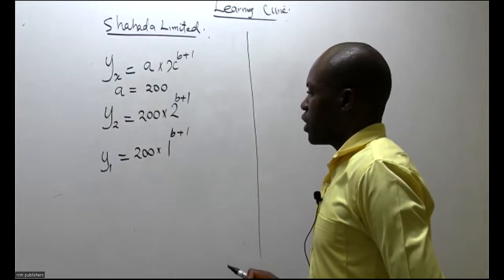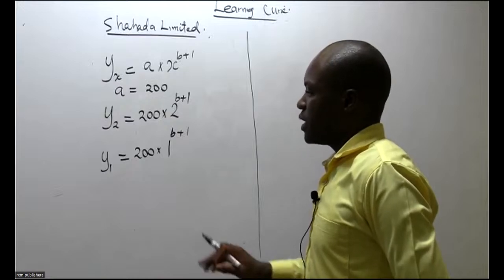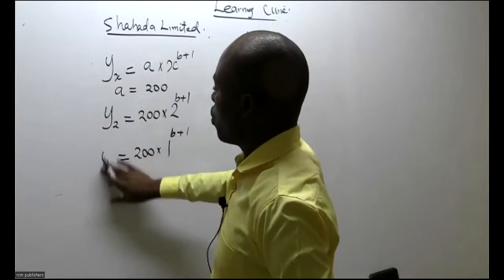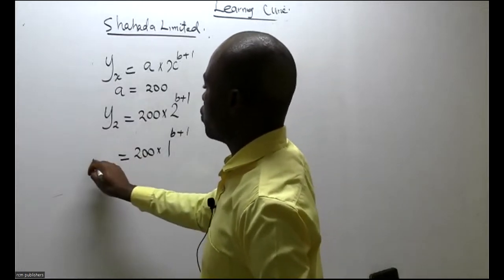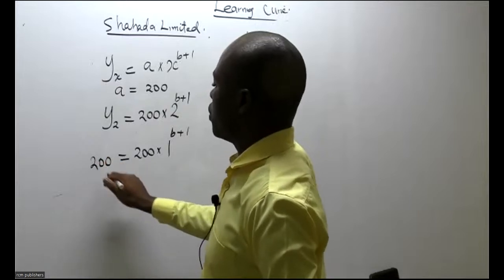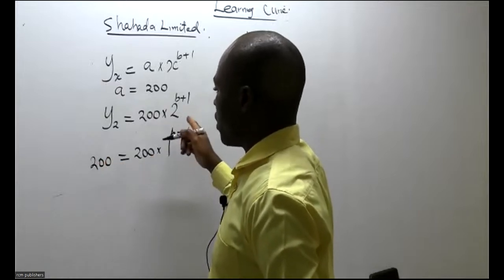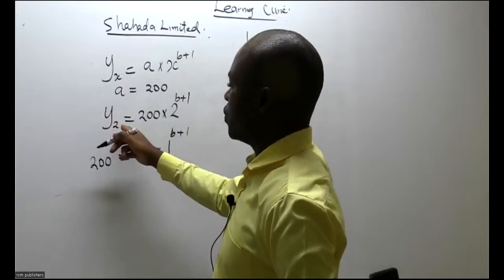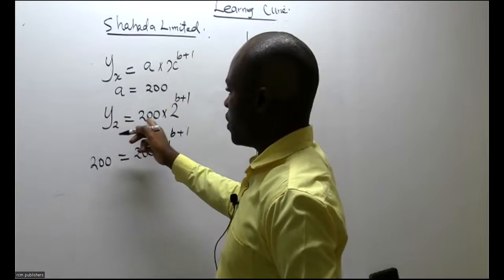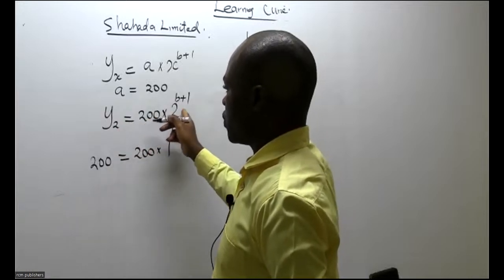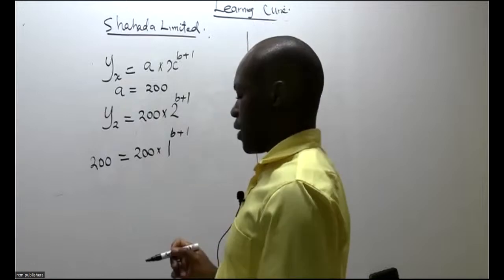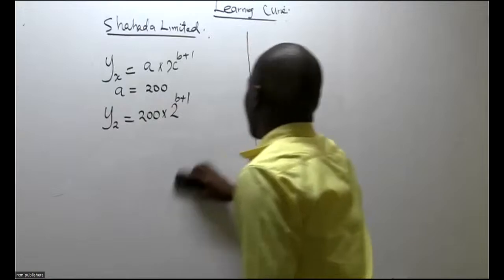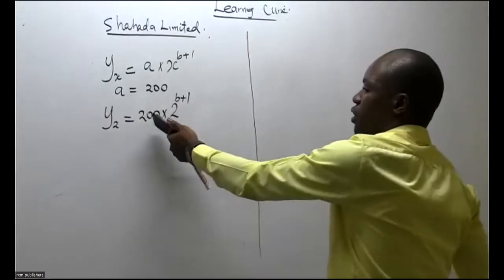Now, are we able to get that B plus 1? Remember, the time taken to produce the first unit is equivalent to 200. So whatever you have here, your 200 should be equivalent to this times this raised to the power B plus 1. This one also, the first 2 units, equals this 200 raised to the power B plus 1. But I don't want to confuse you with this other part. Let's deal with this one here only.